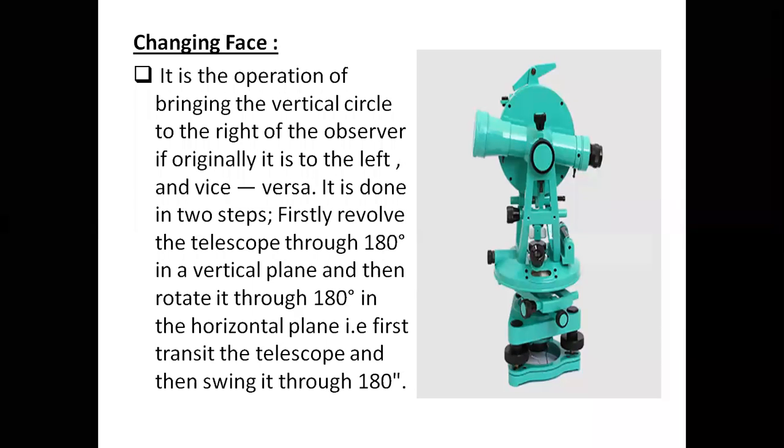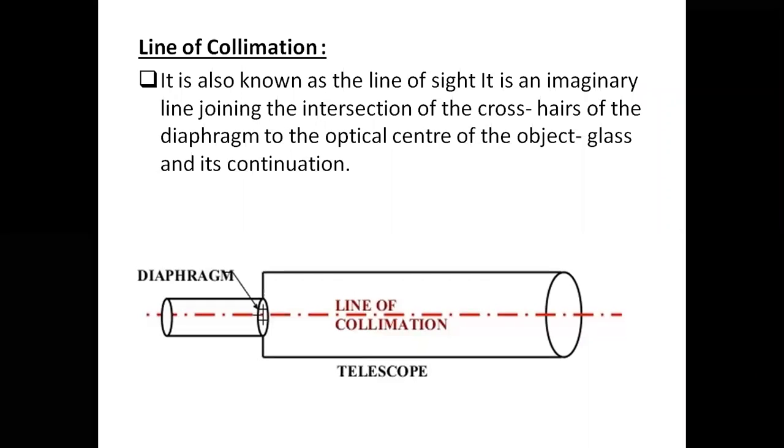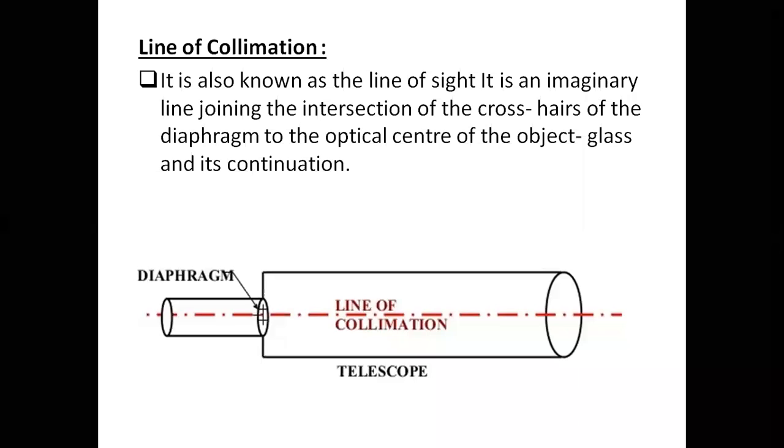Now next, what is meant by line of collimation? In this diagram, we have shown what is meant by line of collimation. It is a telescope I have shown in the diagram, and that red line is the line of collimation. It is also known as the line of sight. It is an imaginary line joining the intersection of crosshairs of the diaphragm to the optical center of the object glass and its continuation. Now you will ask what is meant by crosshair, what is meant by diaphragm.